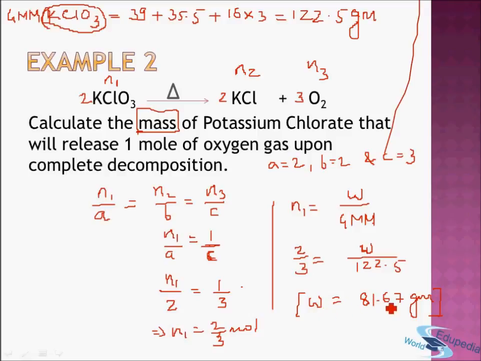So W is equal to 2 by 3 multiplied with 122.5. It will come out to be around 81-82 grams. So that is the mass of potassium chloride I initially took in the container. And that mass of potassium chloride will release 1 mole of oxygen, no less, no more. Okay, let's look at one last example.